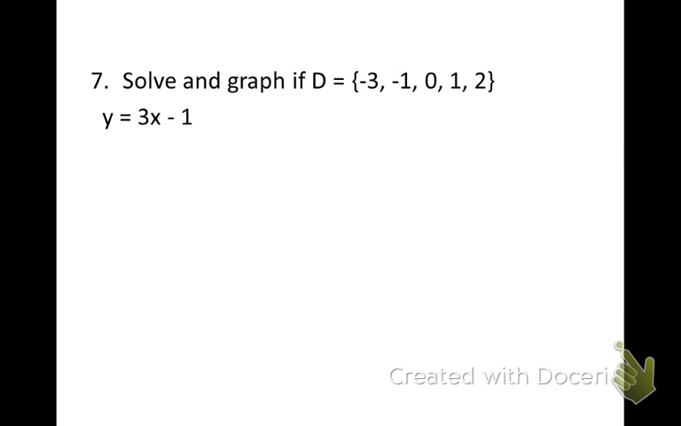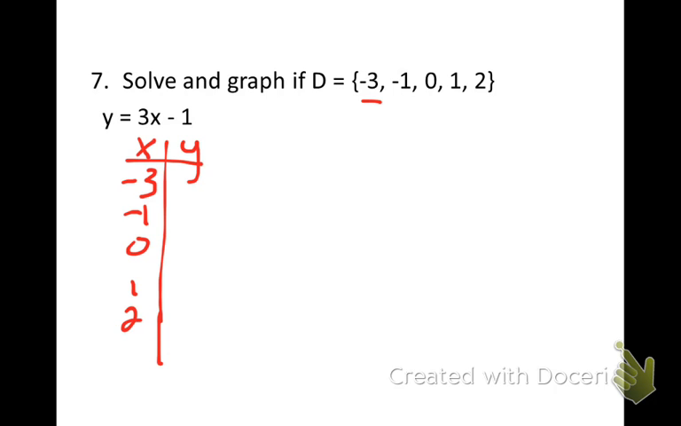All right, this one it says solve and graph given the domain. So we're adding a step to it. The solving is the same thing. First check, yes, the y is by itself, so we don't have to do that extra step. So we make our table, x, y. We know our x values here. Negative 3, negative 1, 0, 1, and 2. So you're going to put those in.